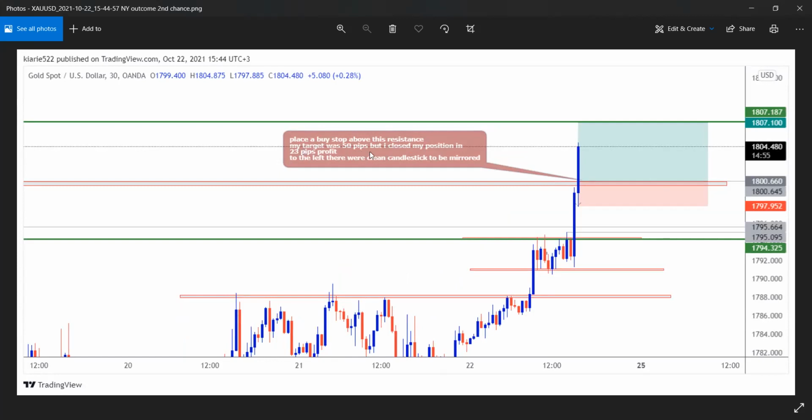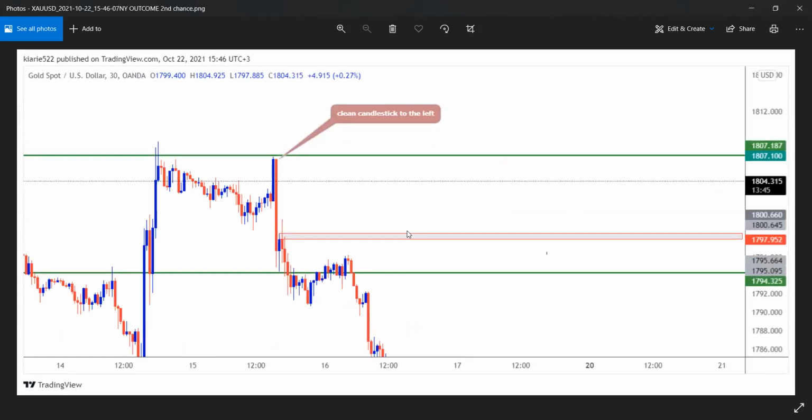My target was 50 pips, but I closed my position at 23 pips profit. To the left, there was a green candlestick that I anticipated. This was the resistance, and then this was the move that I was anticipating for it to be mirrored. So venye nilieka buy stop yangu hapa, it deactivated and I closed it at 23 pips instead of 50 pips.